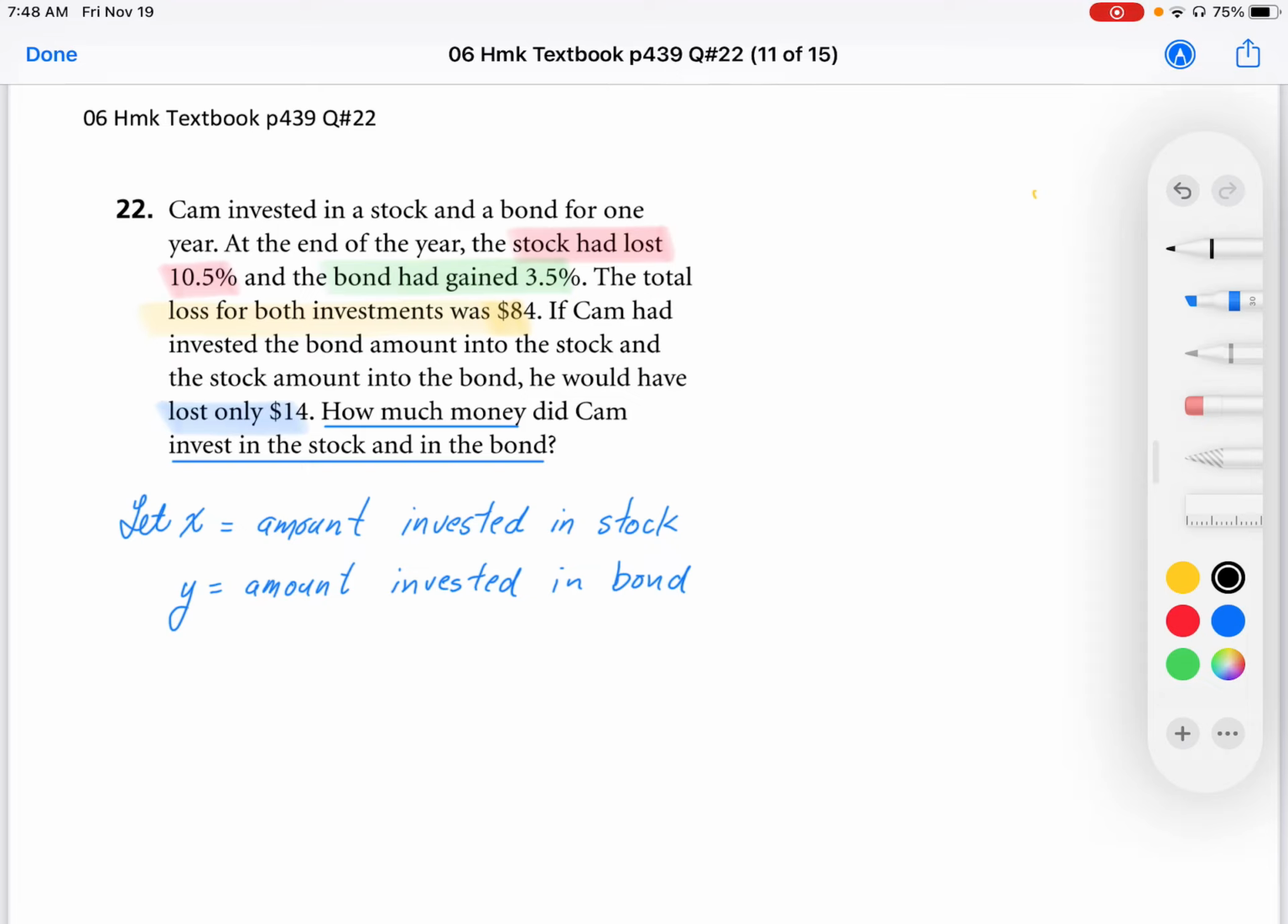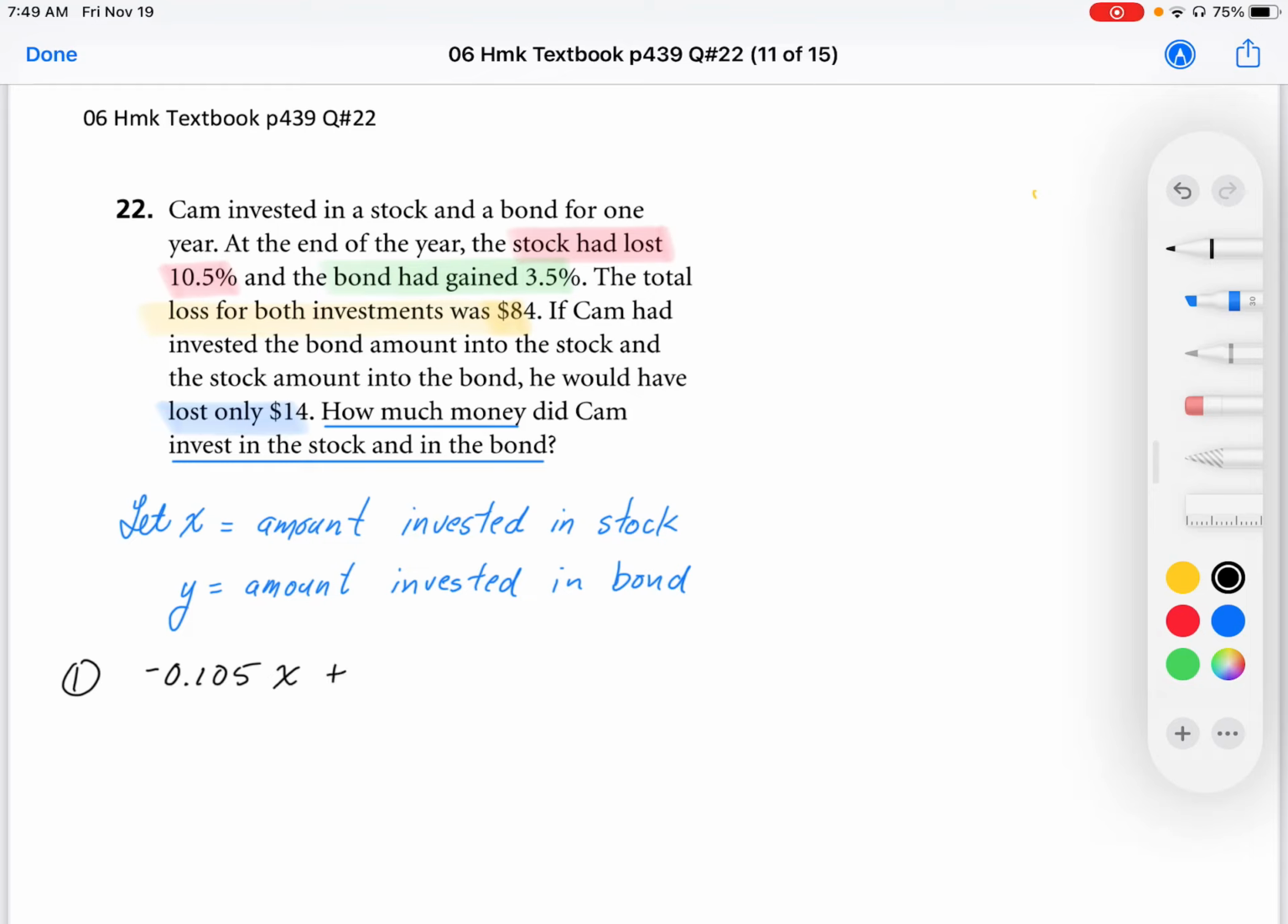And so we need to come up with two relationships now. The two relationships are going to be determined by what I've highlighted in yellow and blue. The total loss for both investments was $84. So when I write my first relationship, it's going to be the amount that was gained or lost from stock: negative 0.105 times the amount invested in stock. So that will give us the amount we lost in stock.